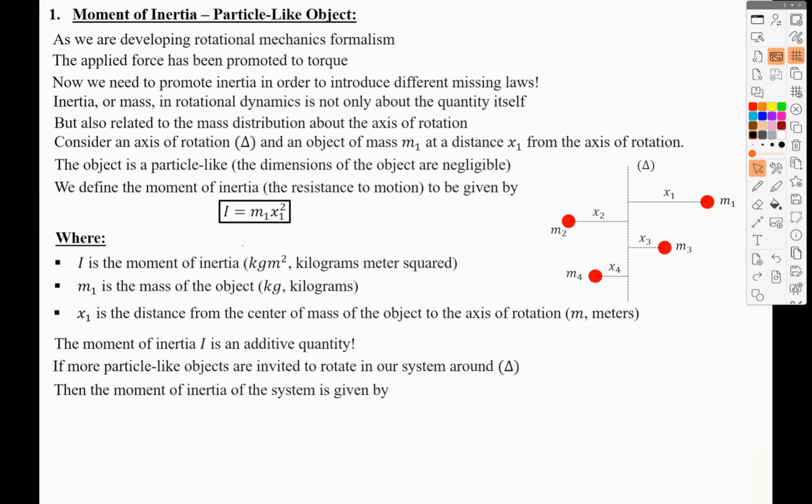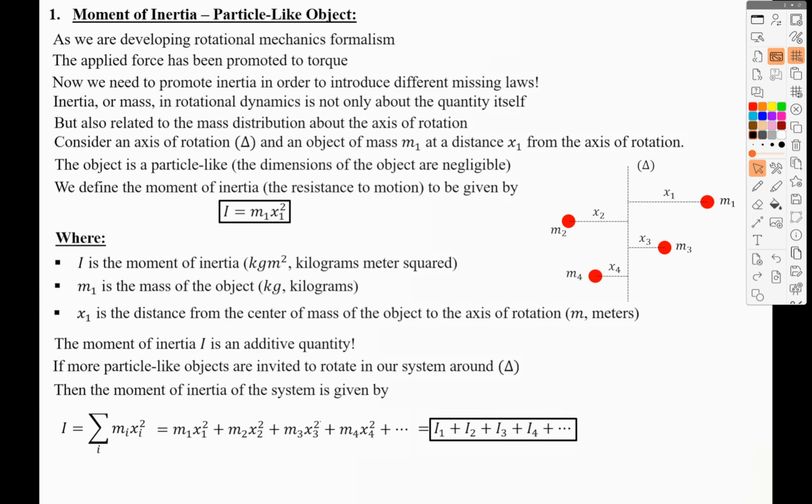inertia for rotation would be given by the summation of mi xi squared, and that would be m1 x1 squared plus m2 x2 squared plus m3 x3 squared plus m4 x4 squared, depending on the number of objects that are rotating around the axis of rotation delta. Notice that here I'm summing over the distance for the respective mass, which is I1 plus I2 plus I3 plus I4.